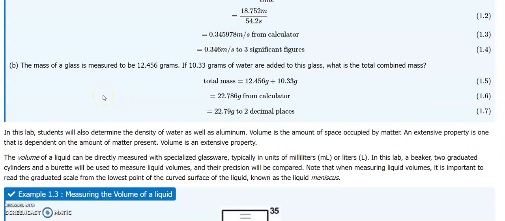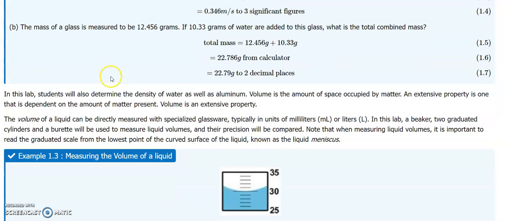The mass of a glass is measured to be this much in grams. If 10.3 grams of water are added to the glass, what is the total combined mass? The total mass is equal to this plus this. From the calculator you get this, and you have to report the answer to the correct number of decimal places. So this is the significant answer.